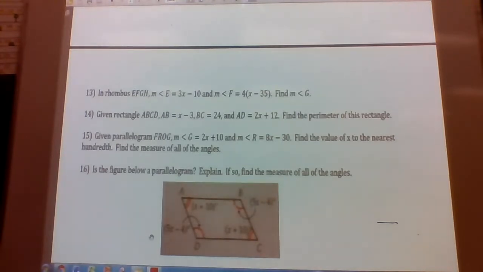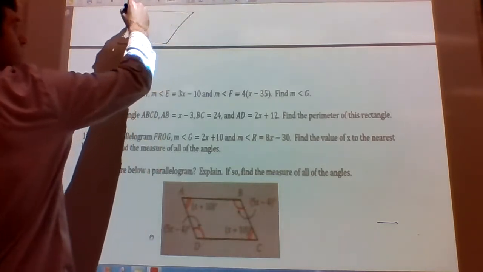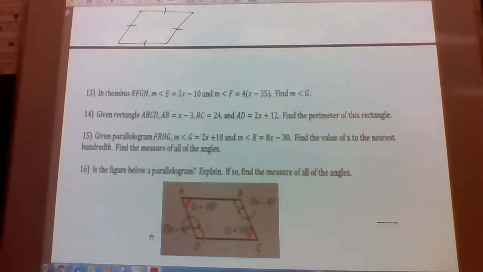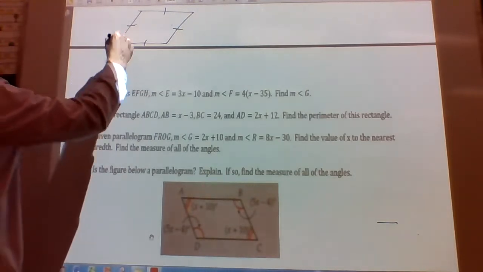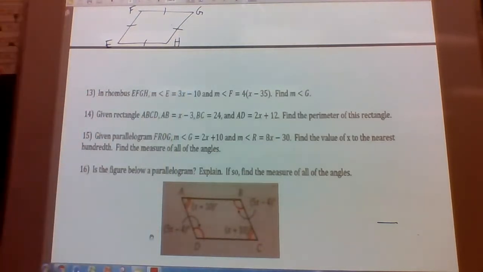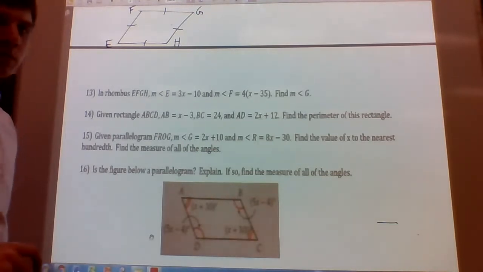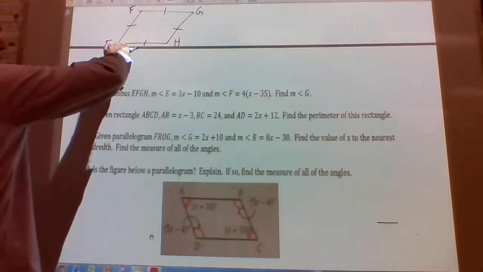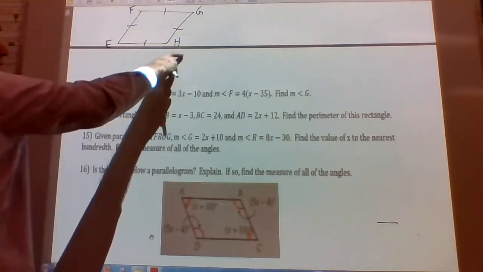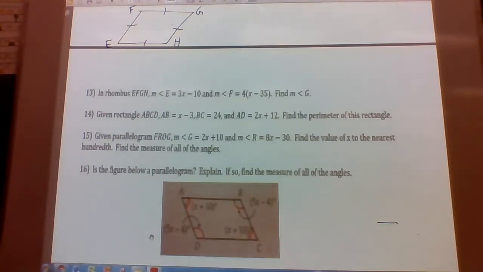13 through 22. So 13, we have a rhombus. So I'm going to draw a rhombus. What I'm going to do here is put all the sides congruent because I know a rhombus has all sides congruent. So this is E, F, G, and H. Once again, when we make our drawing, we want to go in order, clockwise or counterclockwise. We don't want to skip diagonally. So we don't want to do E, F, H, G. We want to do E, F, G, H clockwise or counterclockwise. Don't skip across diagonally when you're drawing your diagram. E, G, and F, H should be your diagonals.